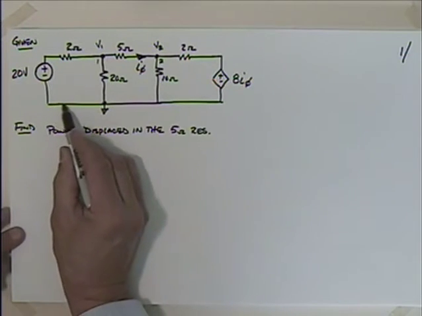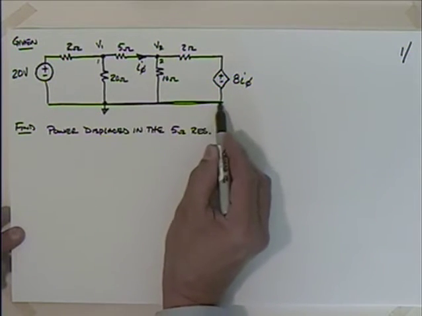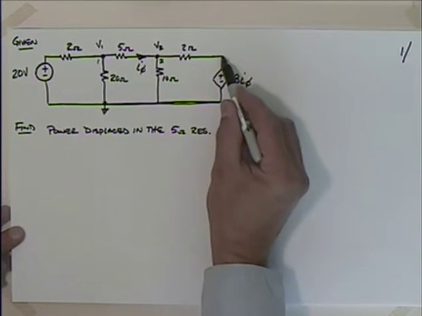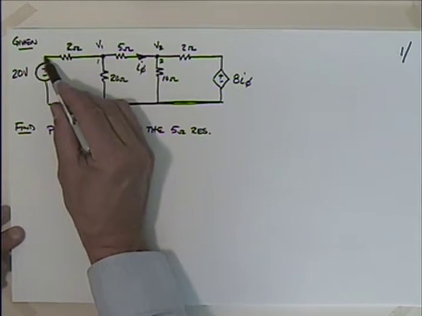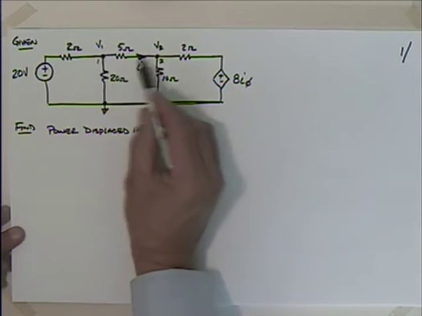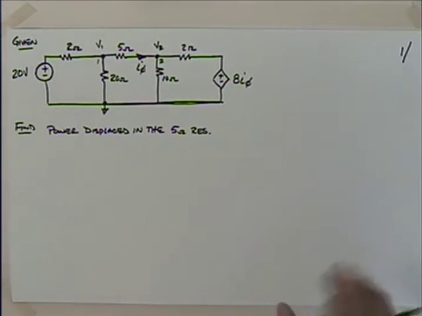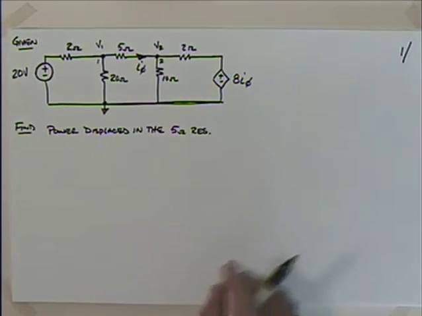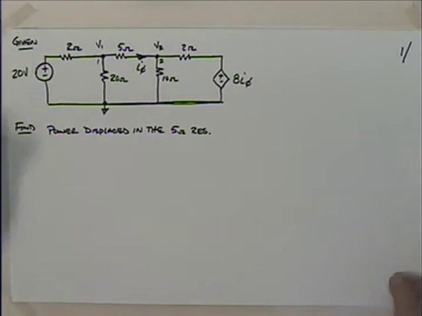This entire bottom is all one node. Now some of you might be thinking this is a node over here, or that's a node. Indeed it's a node, but not an essential node. So we only have 1, 2, 3 essential nodes. 3 less 1 is 2. We'd expect to need then 2 independent equations to solve this problem.